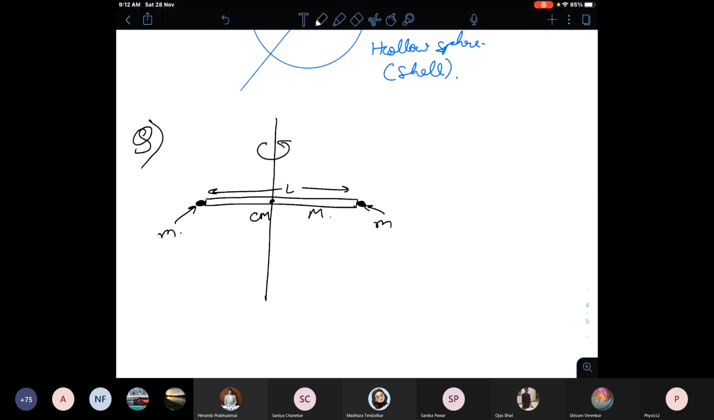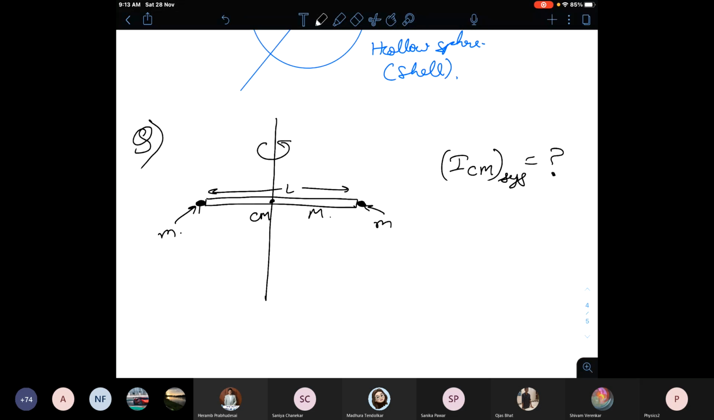Now see, what they are asking is: what is the moment of inertia of this system about its center of mass? What is the moment of inertia of the system about the center of mass of the rod? It is very simple. First of all, moment of inertia is a scalar quantity, so there is no vector thing. Once you have the values, just add them up.